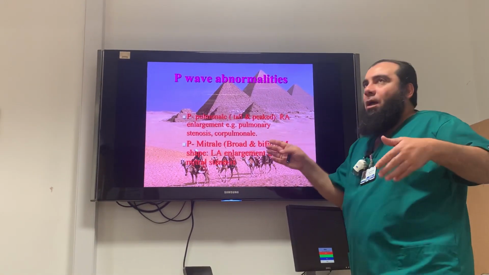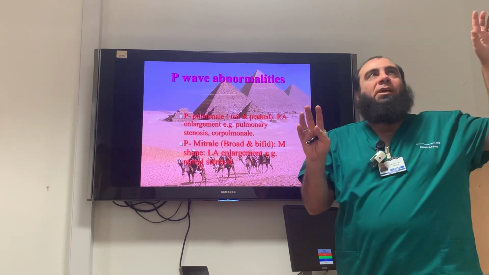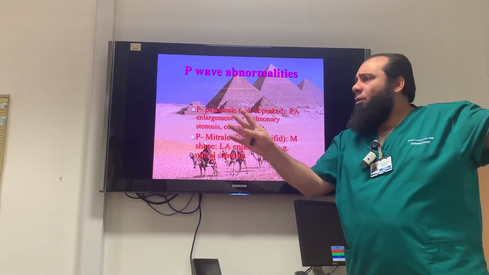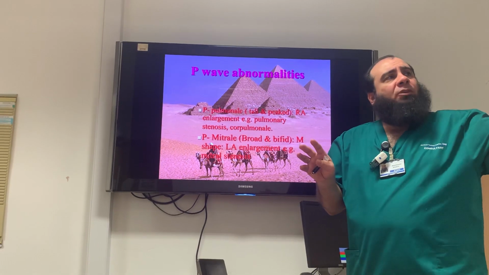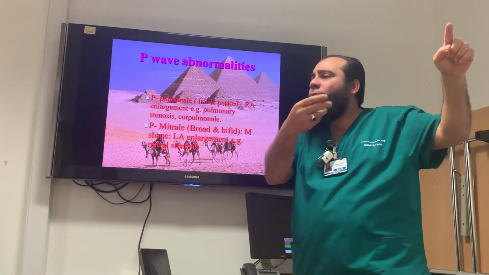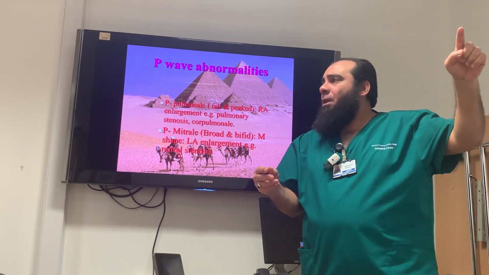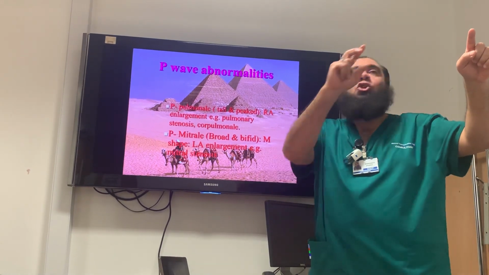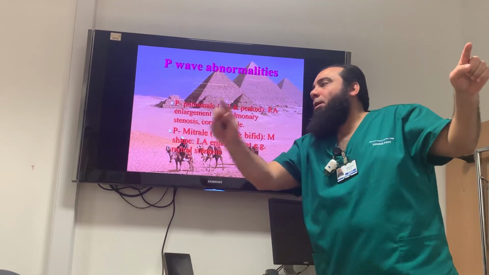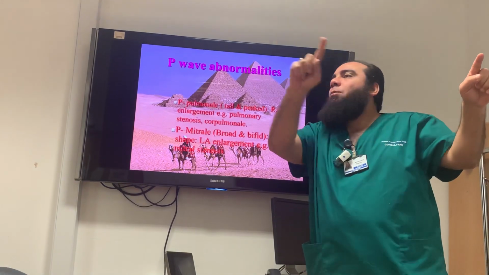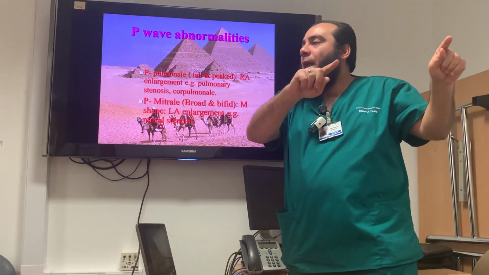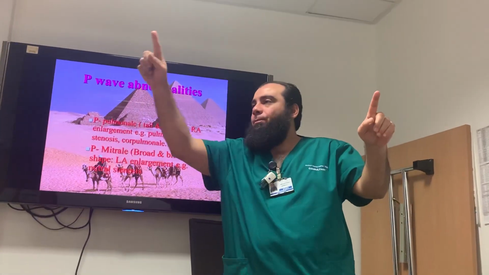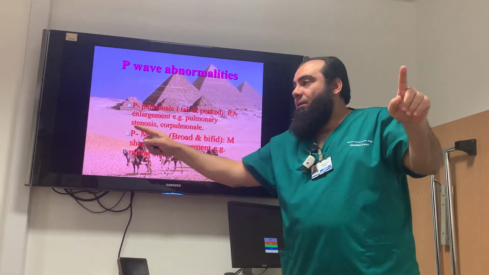Okay, let's think. The right atrium started the peak normally, nothing wrong with the right atrium, and it started to go down, waiting for the left atrium to complete as normal. But the left atrium is not normal; it is enlarged. So it is going to have more. It will go for another hump. So it's like a camel with two humps. Does it make sense?